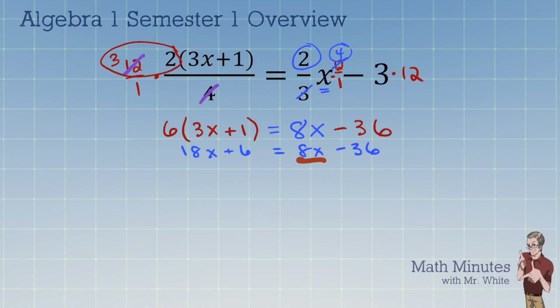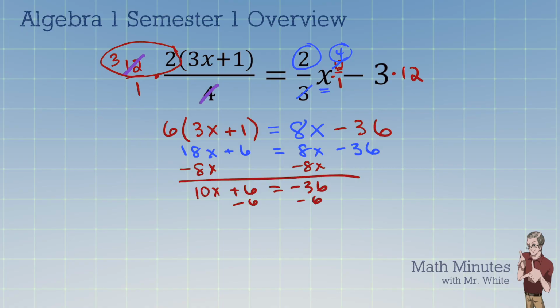So we've got x's here and here. So I want to get rid of one of them. So let's get rid of this one by subtracting 8x on both sides. And I get 10x plus 6 equals negative 36. I then subtract 6 on both sides. 10x equals negative 42. I divide by 10 on both sides. I get x equals negative 42 tenths.